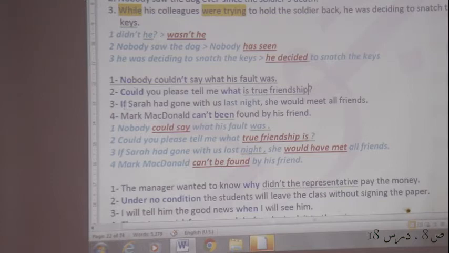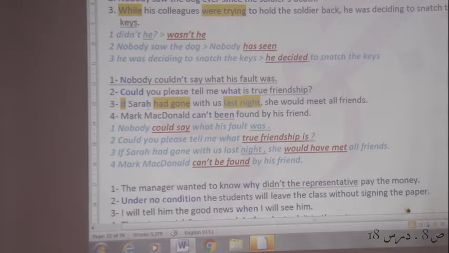Now here, pay attention, if, it is a type of conditional. But first of all, make sure if it is the third conditional or not. So if Sarah had gone with us last night, very important, last night. So this is a reference to the past. Namely, in this case, it would be the third conditional. And here we need, in the if part, the past perfect. And here it is done for you. So had gone is a correct part. Why? Because when we have a reference to the past, we only need the past perfect in the if part.